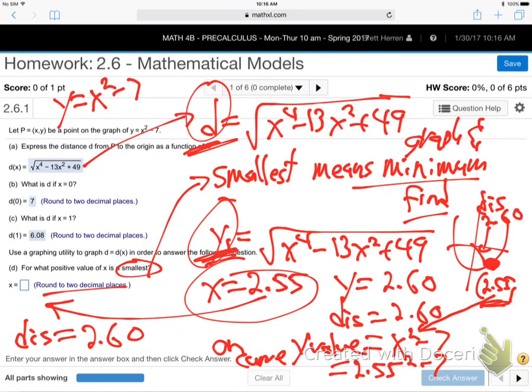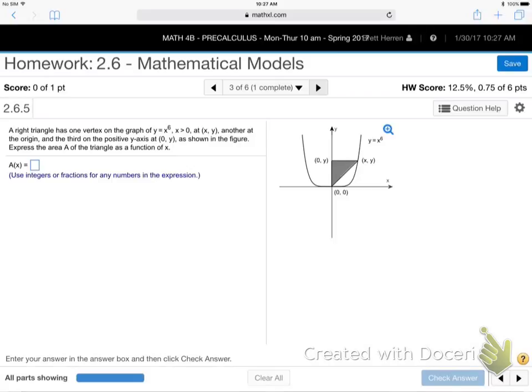All right, so this one's a little different. A right triangle has one vertex on the graph y equals x to the 6, x greater than 0, at (x, y). That's the vertex right there they're talking about. Another at the origin, and the other one at (0, y). So it makes a little triangle. Express the area of the triangle.